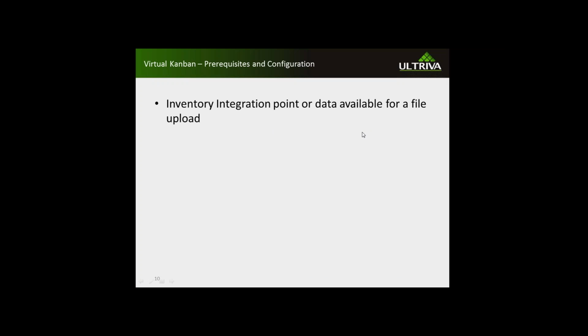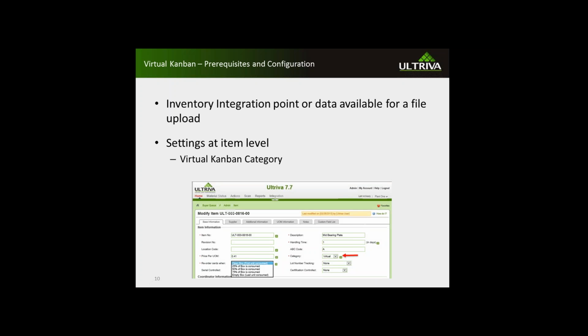And with this, we have some configuration and some prerequisites, and obviously one big one is having that inventory integration point that Butch was just talking about, or having the data available for a file upload, which would have to be done very consistently if you chose the file upload portion. And there are some settings at the item level that would need to be handled. And the very first one would be changing the category to virtual. For the categories, you have 3 options: forecast, virtual, or Kanban. And so we would choose virtual.